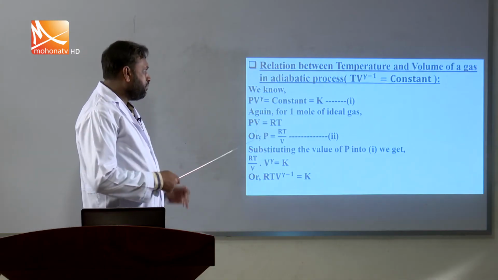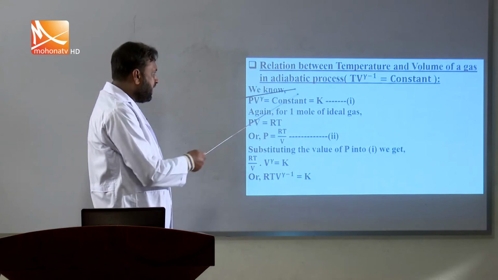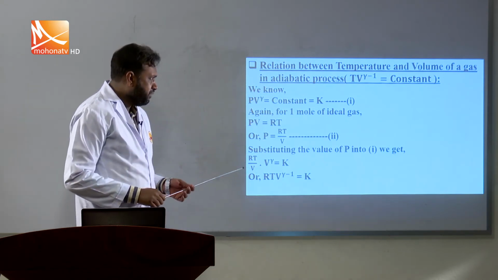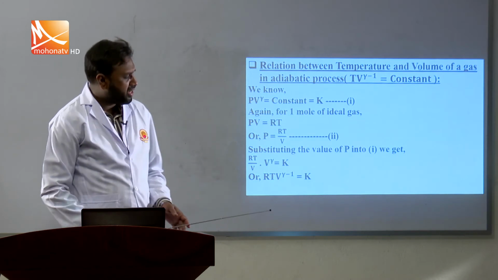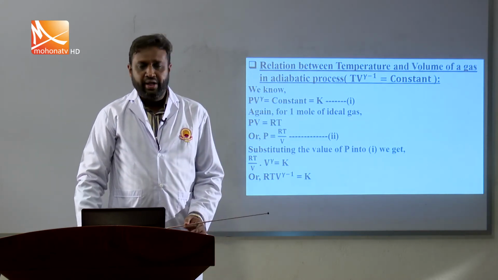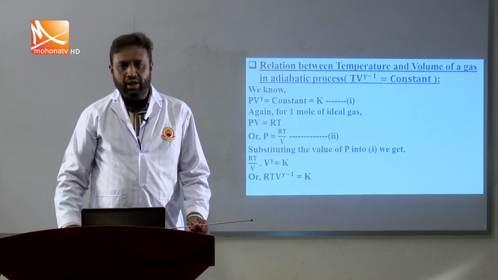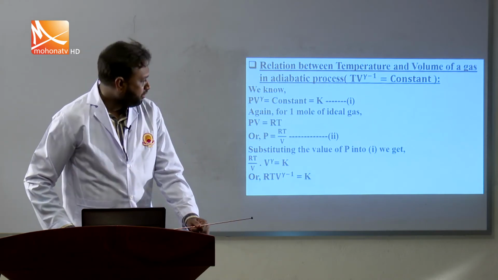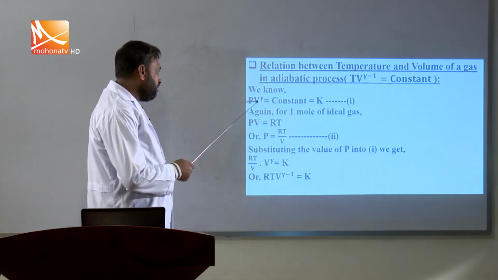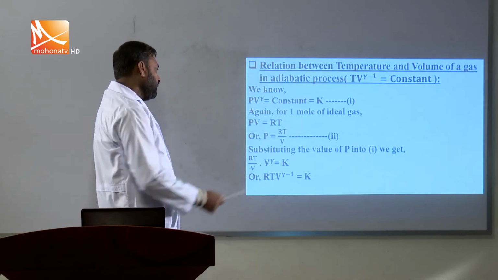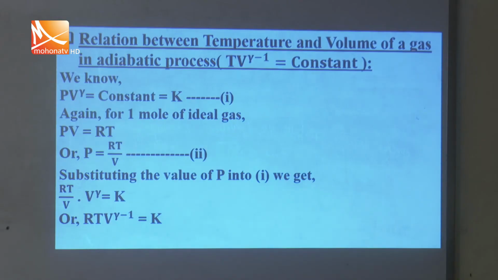Now another relation between temperature and volume of a gas in an adiabatic process, that means TV^(γ-1) equals constant. Dear students, you know in the previous relation PV^γ equals constant, so we can write PV^γ equals constant equals k. This is equation number 1, and you also know for 1 mole of ideal gas PV equals RT, or P equals RT divided by V. This is equation number 2.